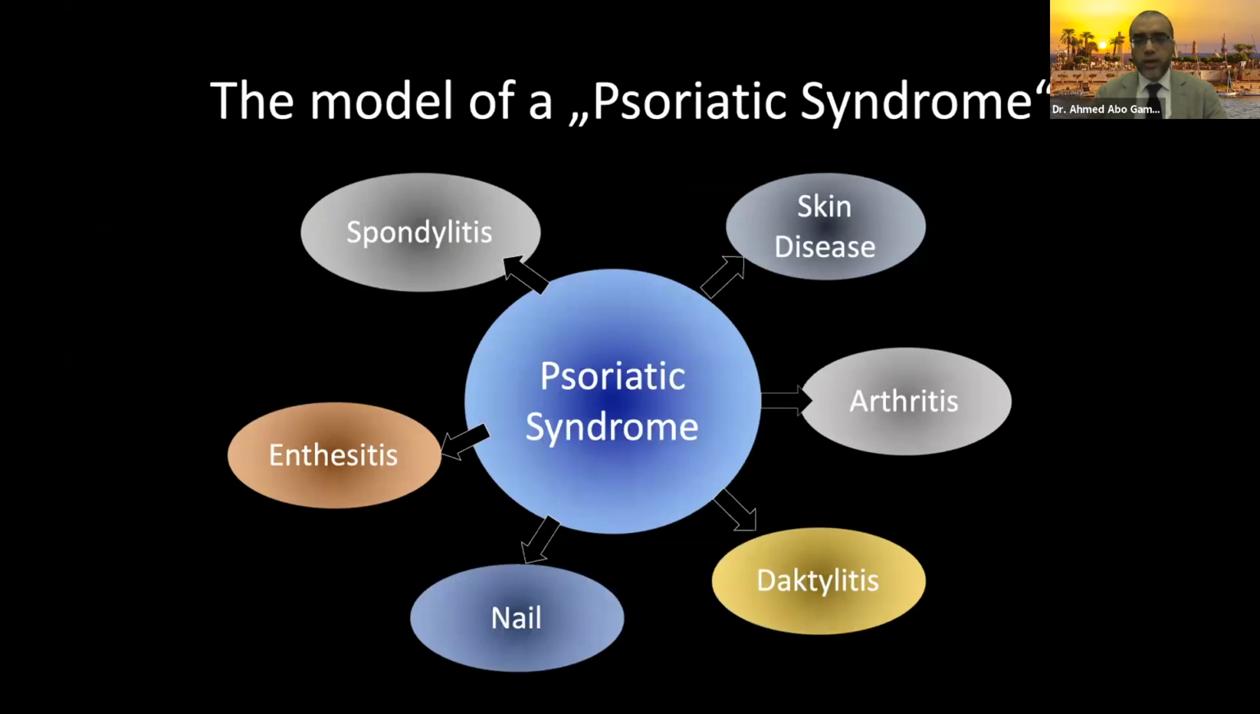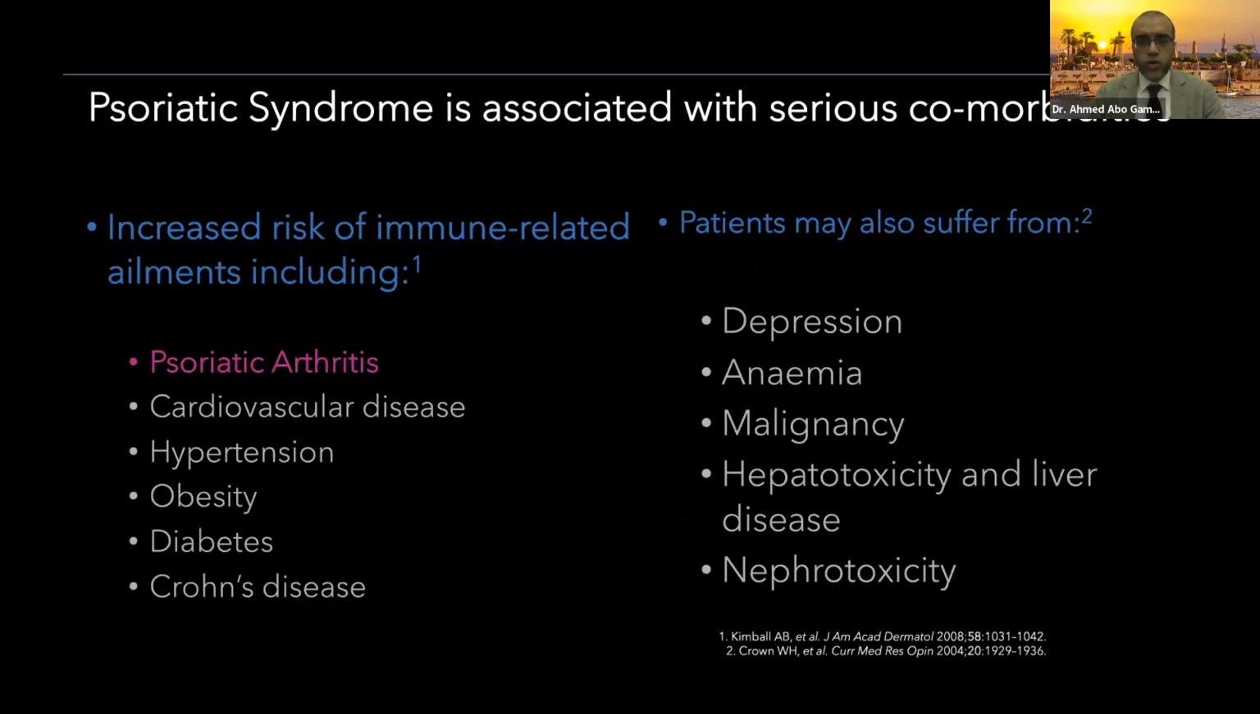That's why we like to call it a psoriatic syndrome rather than a disease, because it's involving a lot of tissues with different structures and even some pathogenesis could be attributed to some sites and not the others, so it's better to have it as a syndrome. And even this syndrome extends outside the joints and articular symptoms to have an increased prevalence of other metabolic disorders like hypertension, diabetes, and cardiovascular disease, with increased prevalence also of obesity, Crohn's disease, depression, anemia, malignancy, and even hepatotoxicity and nephrotoxicity from the current medications.